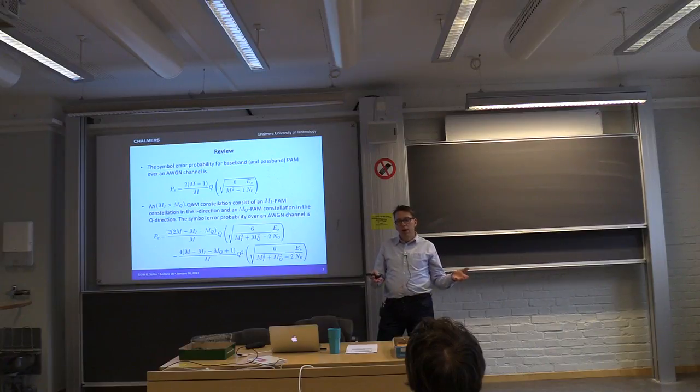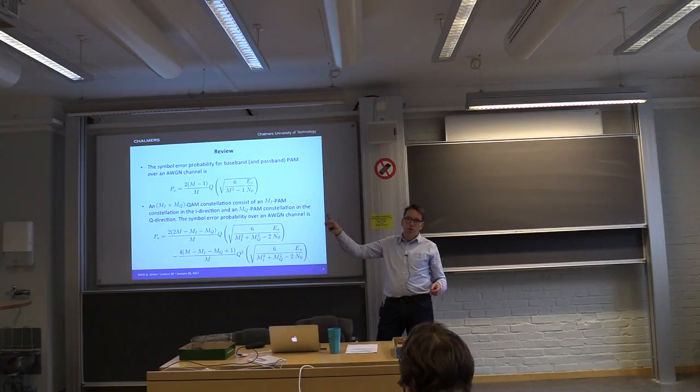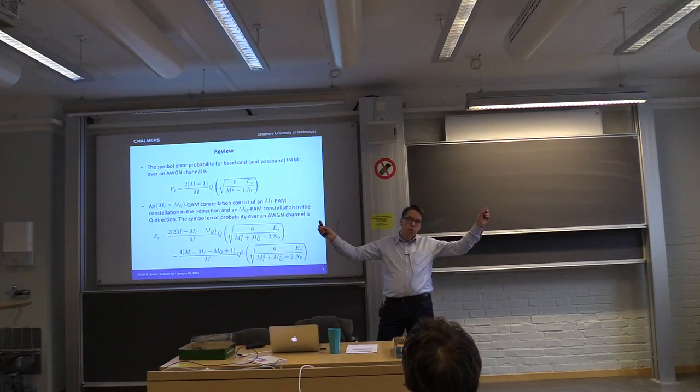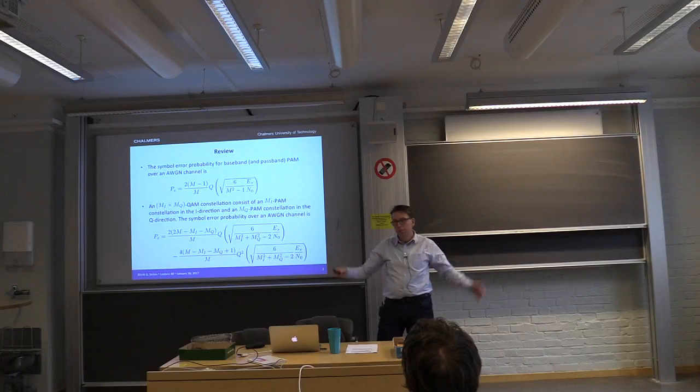So the bit error probability is this: if we take a bit at random, a bit at any position at the transmitter, and look at the corresponding decision at the receiver, what is the probability that they differ? That's the bit error probability. Okay.